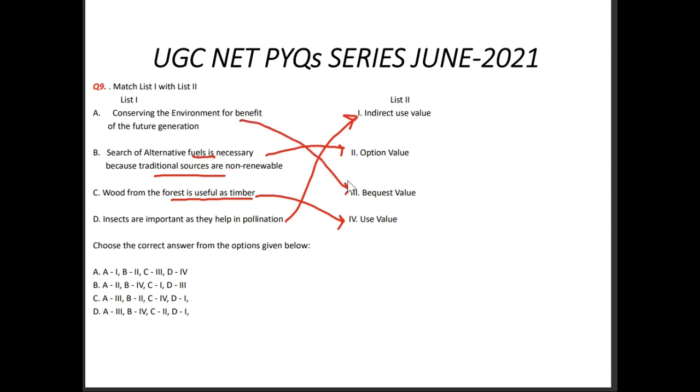फ्यूचर जनरेशन के लिए जो एनवायरनमेंट कंजर्वेशन है वो बेसिकली बिक्वेस्ट वैल्यू है. सो यहाँ पे ऑप्शन होगा 3 2 4 1. Option C is the correct answer here. Now, what is the next question?